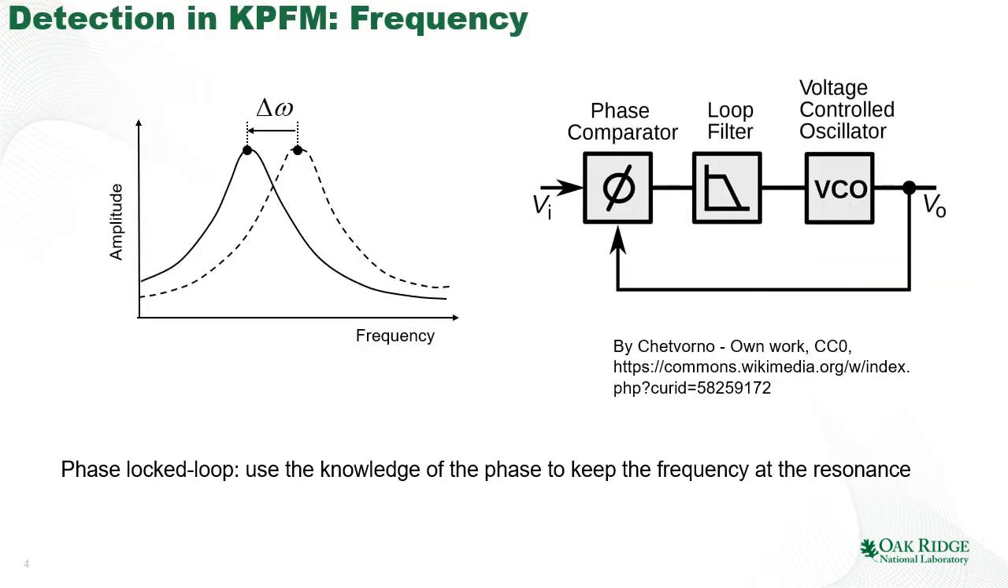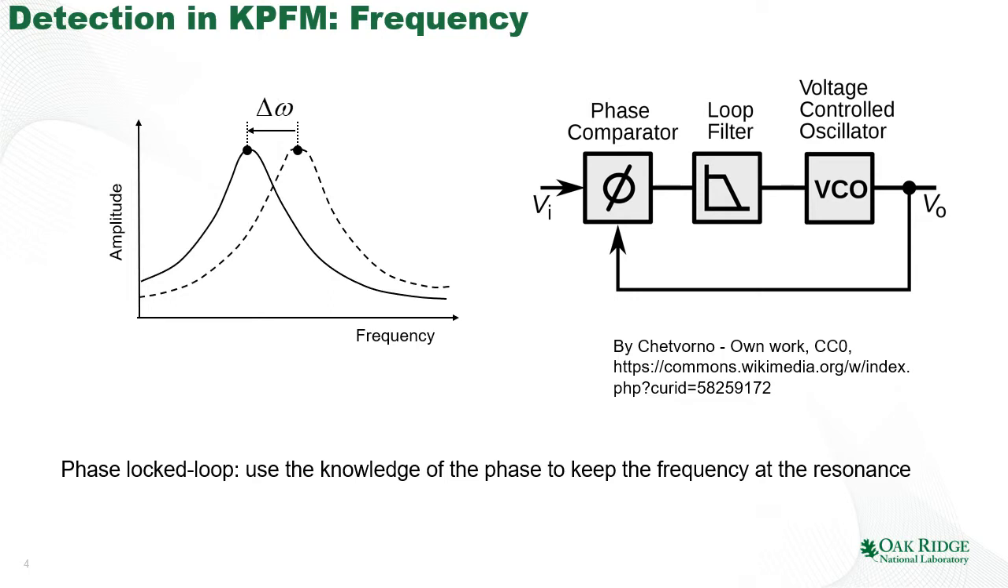Now, the second way we can detect signal in the KPFM is through the so-called phase lock loop, which imposes the feedback on the resonant frequency. So the way it works is that it compares the signal to the excitation signal and tries to adjust the frequency so that the phase shift is equal to 90 degrees.